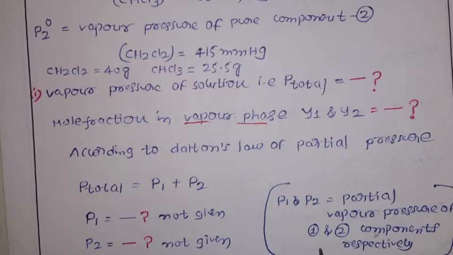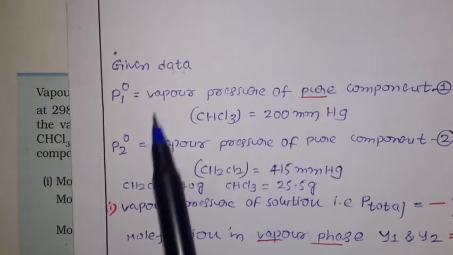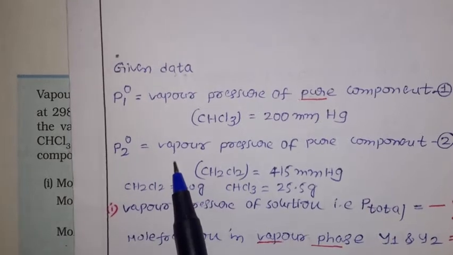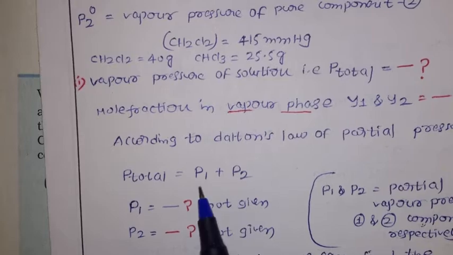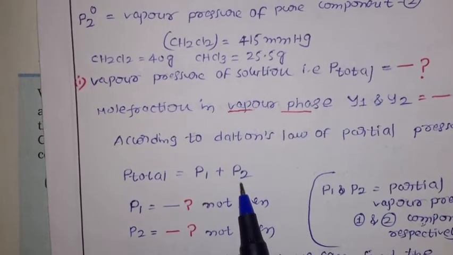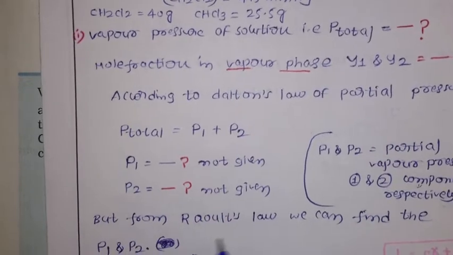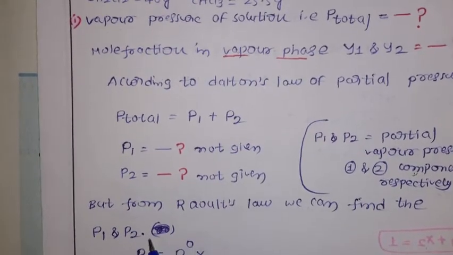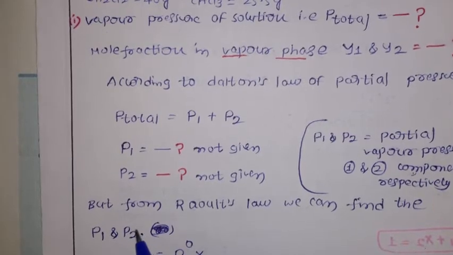Partial pressure of the component 192 respectively, but here we are given the pressure of the pure component, not in the mixture. But P total means how you are going to get it from the partial pressure in the mixture. This is the partial pressure P1, partial pressure P2, but in the data they didn't give it. But from Raoult's law we can find P1 and P2. So you can calculate the partial pressure of the first and second component by using what?